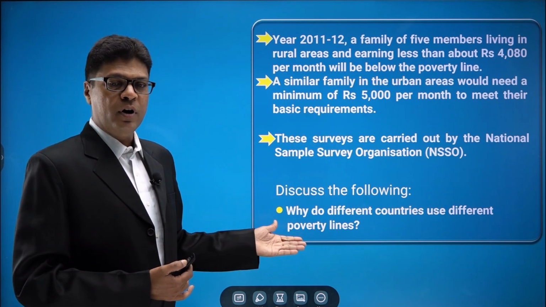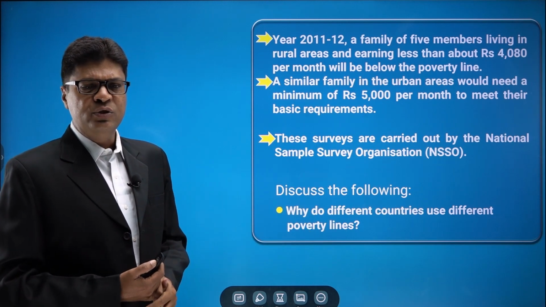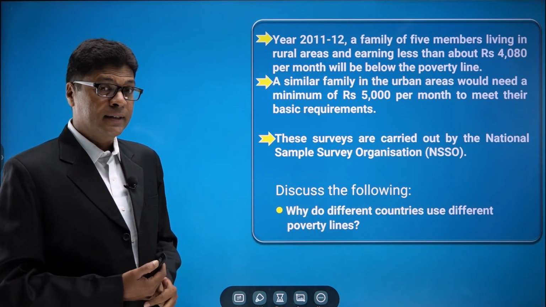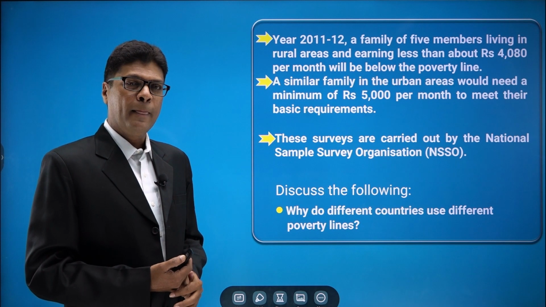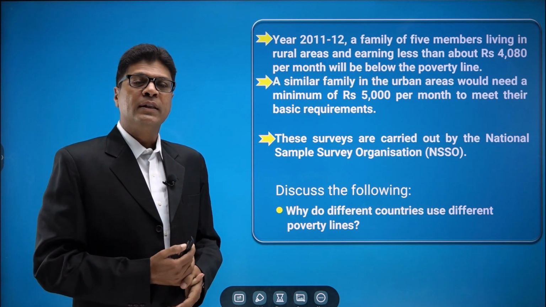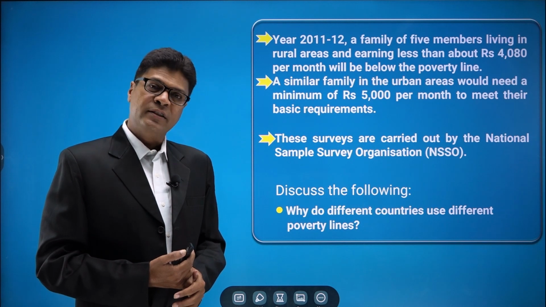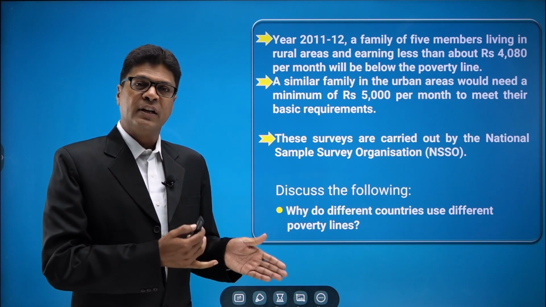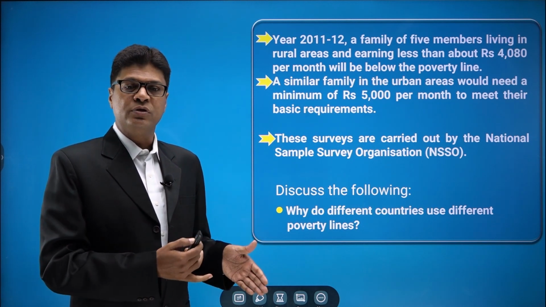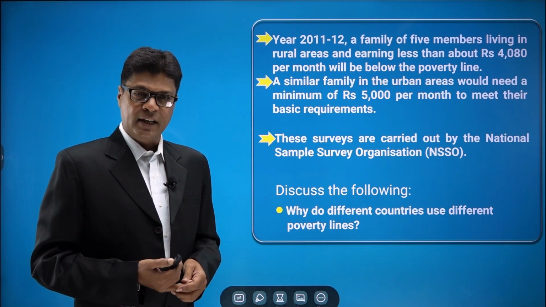Now, it's an important question: why do different countries use different poverty lines? Yes, you can explain to me now. Earlier also I have told you the person's income and the country's income is different in different countries. That's why different countries use different poverty lines as per the requirement.